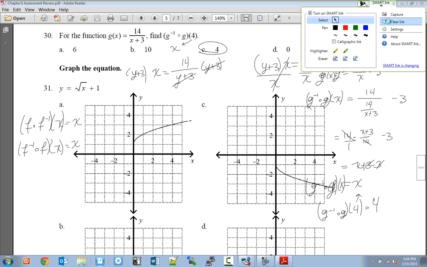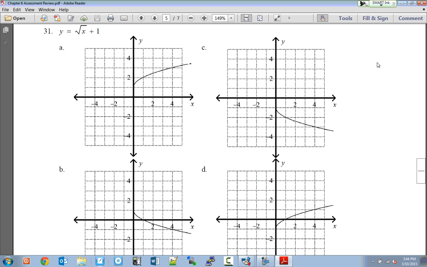Let's go to 31. Graph the equation: square root of x plus 1. Well, the good news is we've already gone over transformations, and we know what y equals square root of x looks like. We know it looks like this. And of course, this plus 1 simply moves it up 1 unit. So has this moved up 1 unit? Well, yeah, it has. So 31 is A.